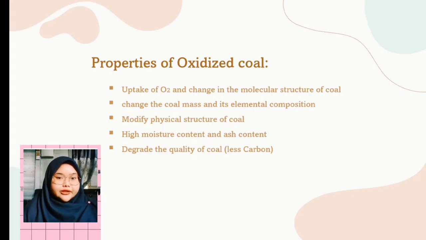Before we go in deeper into the literature review, first, what are the properties of oxidized coal? Oxidized coal takes up oxygen from the air and changes the molecular structure of coal, thus changing the coal mass and its elemental composition. Oxidized coal also modifies the physical structure of coal. It contains high moisture content and ash content that degrades the quality of coal as it has less carbon.